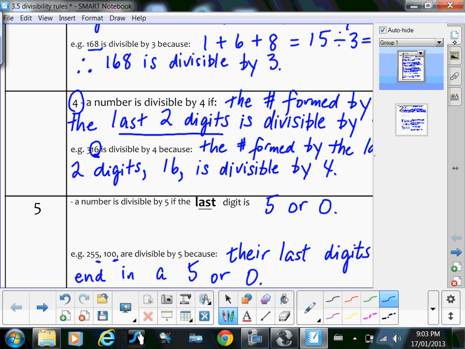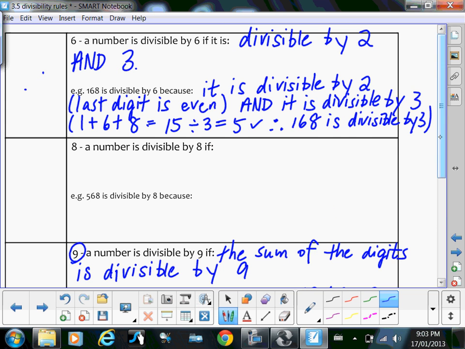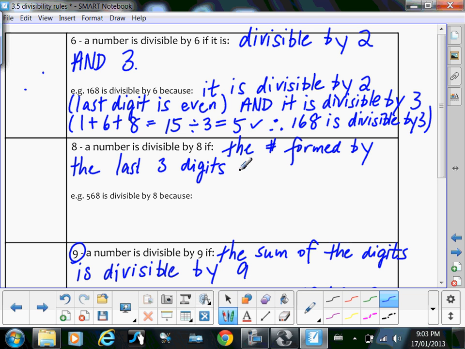Okay, let's go on to the next page and deal with the last divisibility rule, which is the divisibility rule for 8. It's a little bit tricky and it requires a bit more work. So a number is divisible by 8 if the number formed, similar to 4, but it's the number formed by the last three digits is divisible by 8.